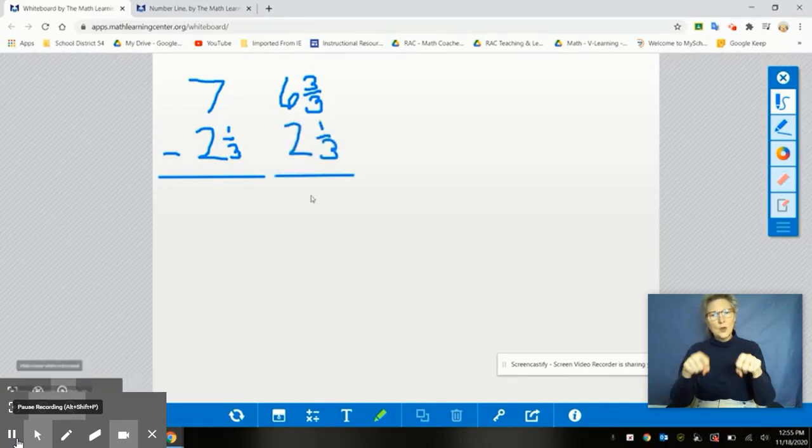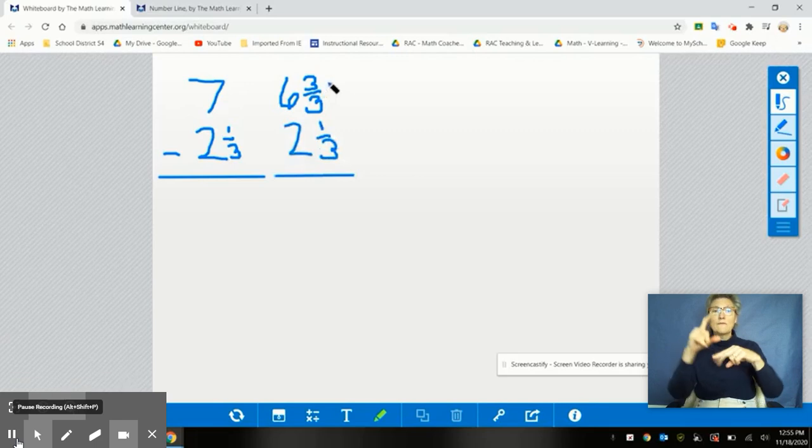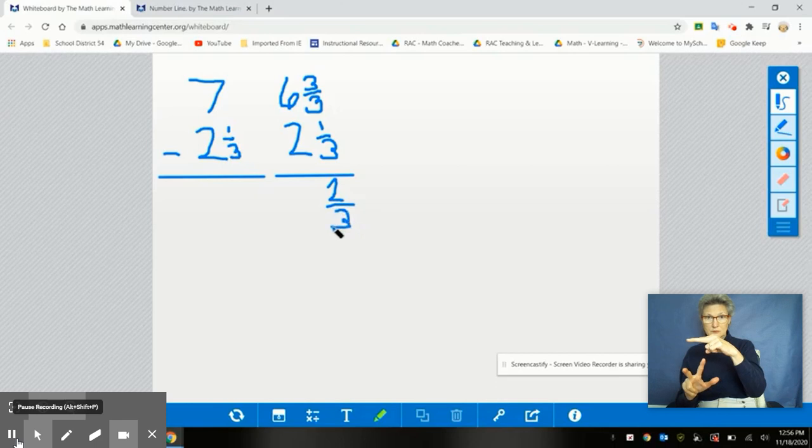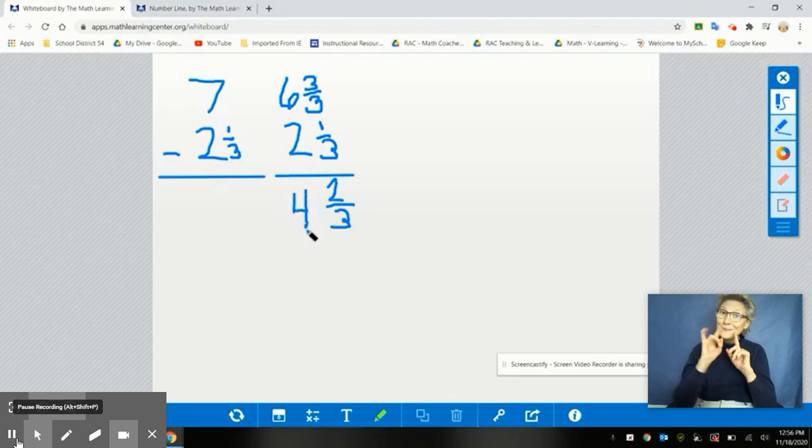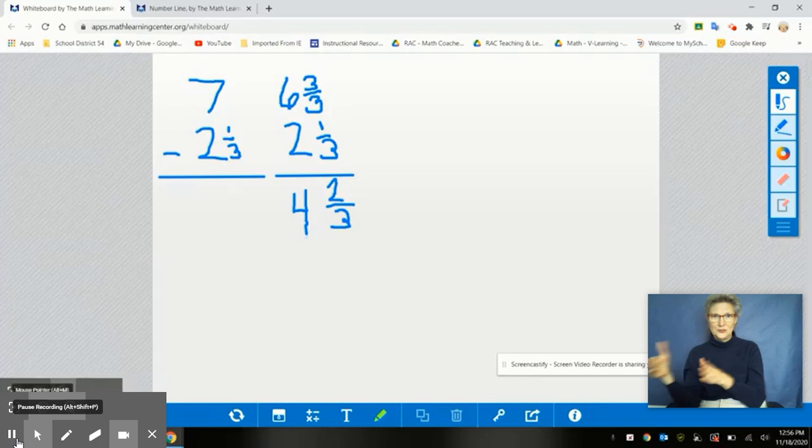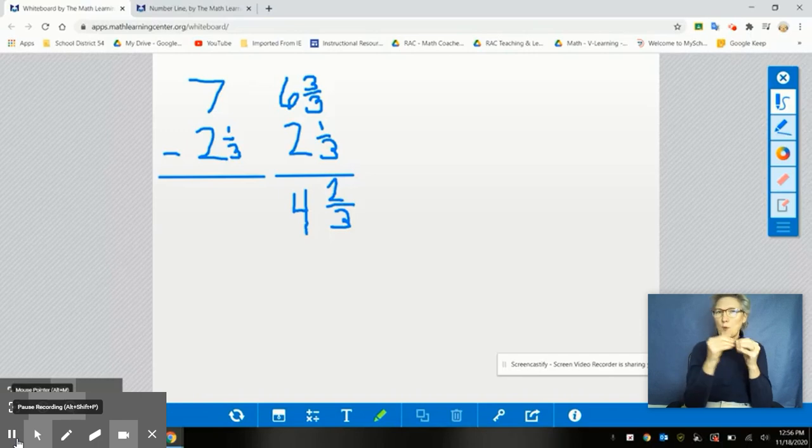All right, you know the drill. Let's start with our fractional pieces. 3 minus 1 is 2/3. 3/3 minus 1/3 is 2/3. 6 minus 2 is 4. Awesome. So we got the same answer we did in our previous strategy where we used the number line. Either option works. It just is whatever makes more sense to you. Great job persevering today.